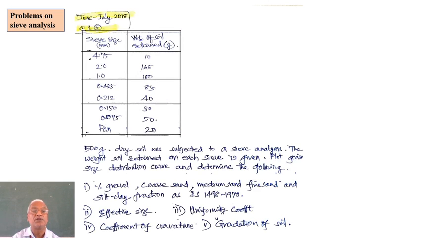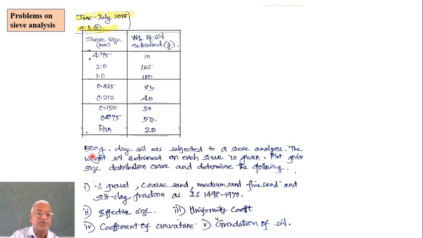Okay, we'll go straight away to problem number 1 on sieve analysis. This is taken from the July 2018 question paper, question number 1B. The data given is the sieve analysis. Sieve sizes are given in mm: 4.75, 2.0, 1.0, 0.425, which we also call 425 microns, then 0.212, 0.15, 0.075 mm, and lastly the remaining portion which passes through 0.075 falls in the blank pan. 0.075 is referred to as 75 microns, then 150 microns, 212 microns, 425 microns, and so on. The weight retained on each of these sieves is given in grams.